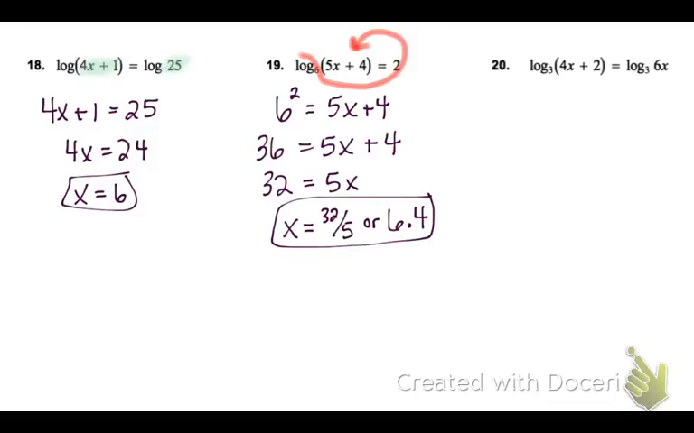Okay, this number 20 is just like 18. We have a log on both sides, so I'm just going to set the insides of the log equal. Subtract over my 4x. And divide by 2, we get x equals 1.